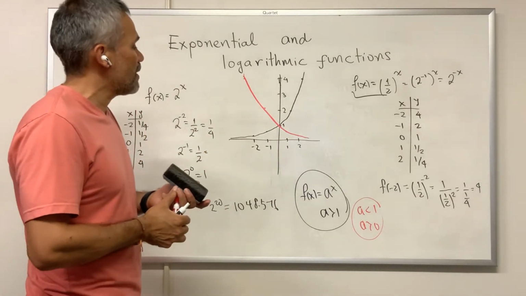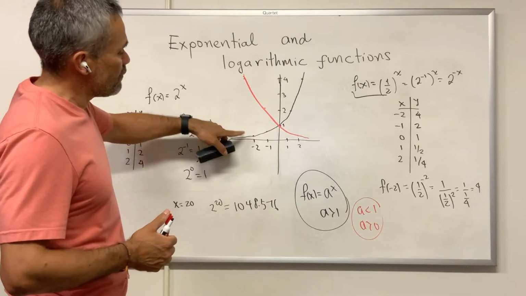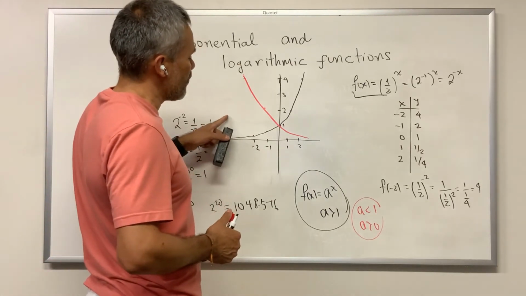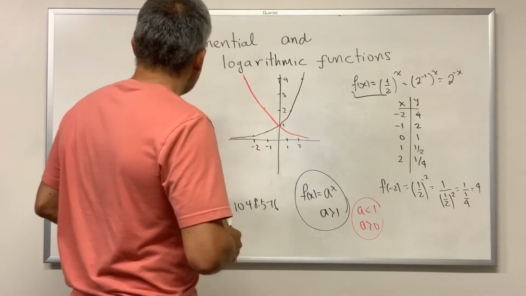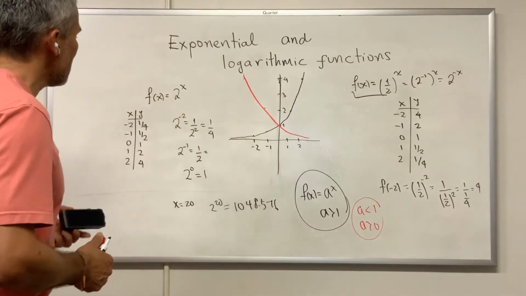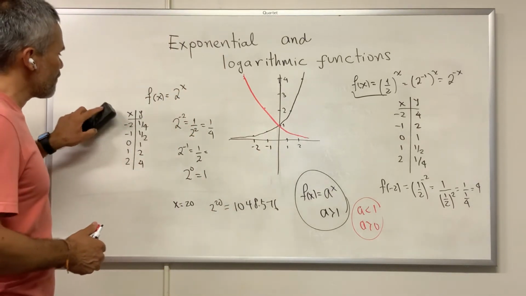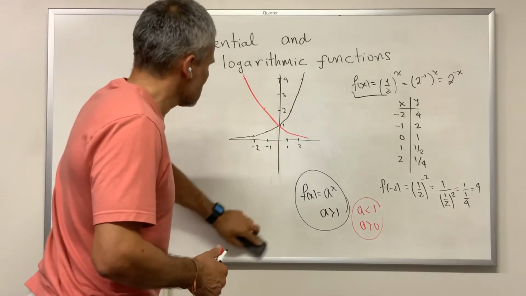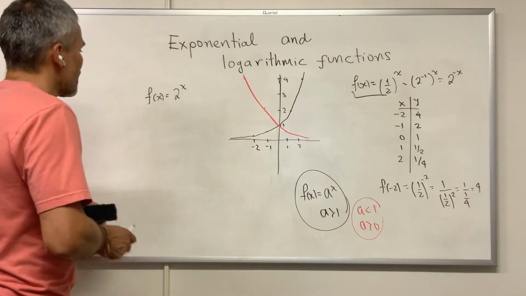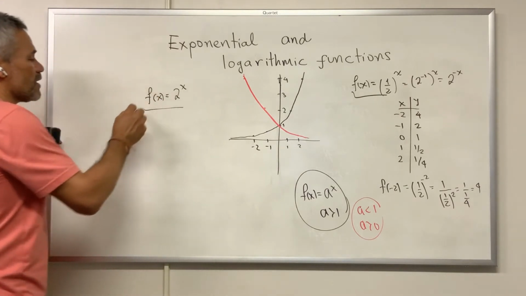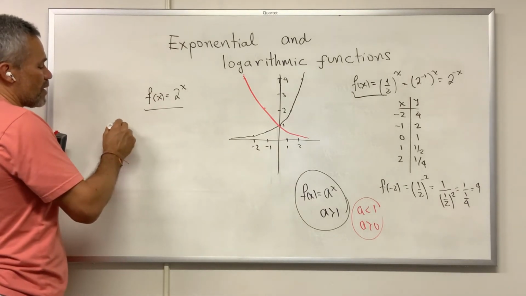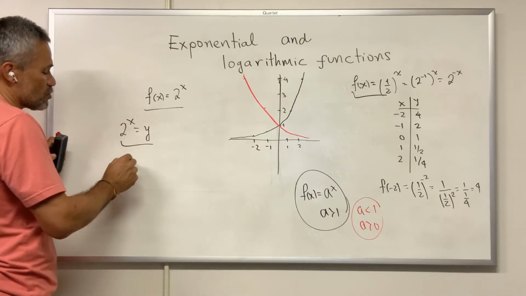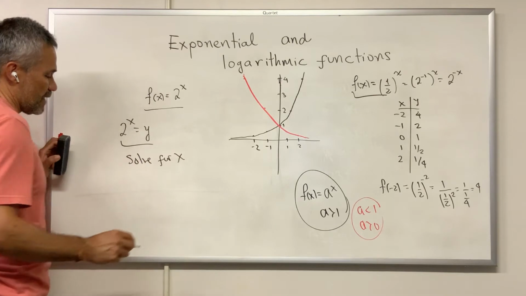Notice that, as I said before, these functions are always positive and they are injective, they are 1 to 1. Therefore, we can think about the inverse. Then what would be the inverse of this function? To compute the inverse, we write 2 to the x equals y, and essentially we need to solve for x.